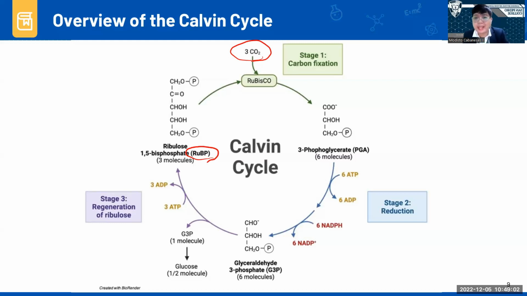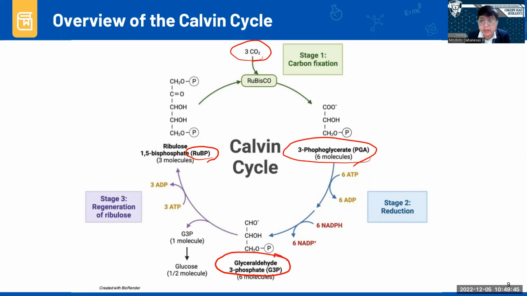Okay? So that's why it's called carbon fixation. And ultimately, it will produce this molecule called PGA or 3-phosphoglycerate. So yan yung stage 1. Now, ang stage 2, it's the reduction phase. It happens dun sa molecule natin na 3-phosphoglycerate. Mag-undergo lang siya ng series of reduction, until such time that maka-create ng molecule called glyceraldehyde 3-phosphate or G3P.